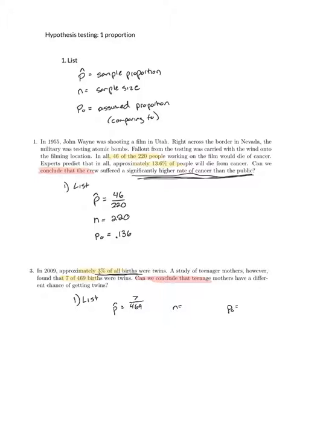For now, n, our sample size, is going to be 469, and p naught, our assumed value, 0.03. And I get that because it tells me 3% of all births were twins, and I want to compare teenage moms to the general public.